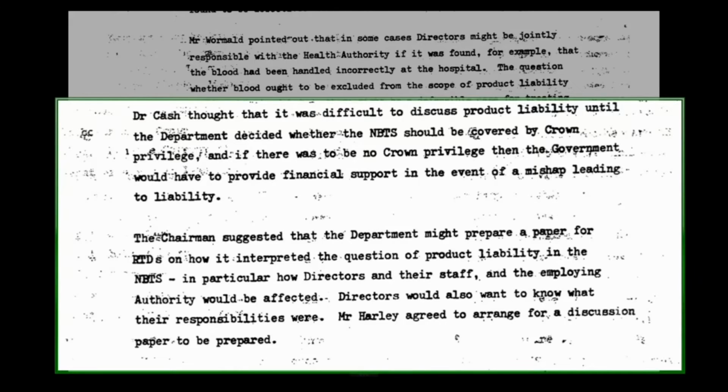And if there was to be no Crown privilege, then the government would have to provide financial support in the event of a mishap leading to liability. And the issue of Crown privilege, or Crown immunity, was one which Professor Cash returned to on a number of occasions over the years that followed. I'm only going to give you a flavour of that because there are quite a lot of documents.